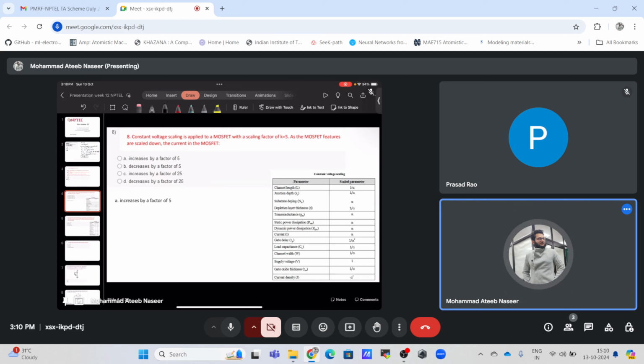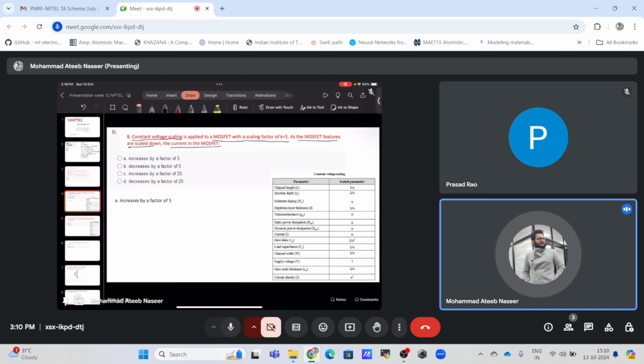In those devices we can scale even a bit further. And there are FinFETs, where we have three sides covered with a gate. So there are different kinds of architectures that help us to scale down the devices apart from the conventional scaling. So this problem says that we have a constant voltage scaling applied to a MOSFET with a scaling factor of 5. As the MOSFET features are scaled down, what happens to the current in the MOSFET?